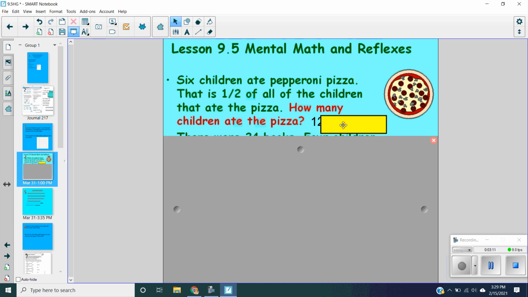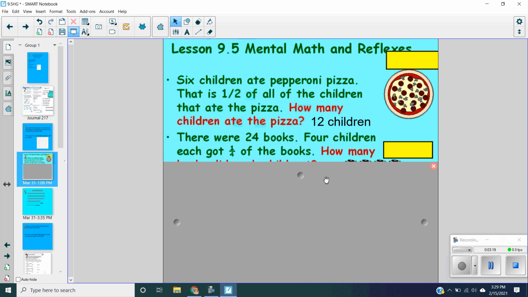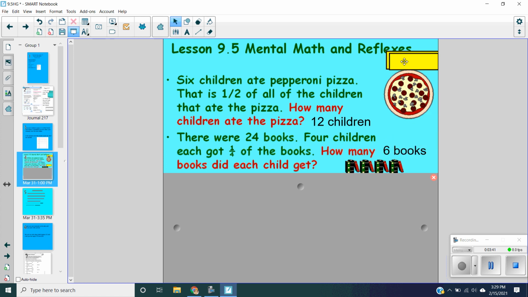So if I'm thinking of 6 is half, so I need to think 6 plus 6 to give me a total of 12 children. There were 24 books. 4 children got 1/4 of the books. So how many books did each child get? Press pause and play when you're ready to check. So I'm thinking 24 divided by 4, or splitting 24 into 4 equal pieces, and each child would get 6. 6 plus 6 is 12. 12 plus 12 is equal to 24.